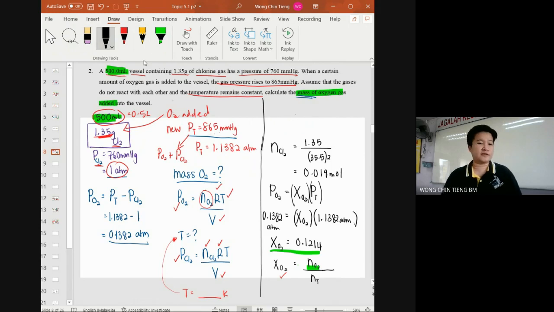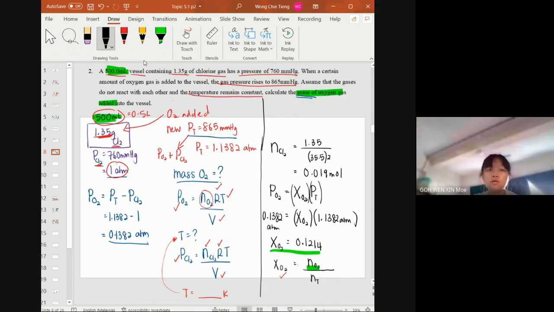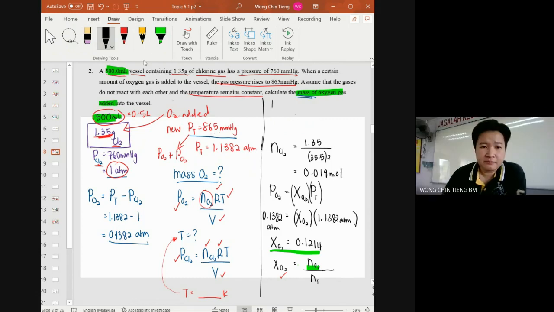So, I need to find the number of mole total. How can I find the number of mole total? Anybody? Use PCl2 equals to XCl2 PT. Use the same formula. Partial pressure Cl2, tak payah guna PV equals to nRT langsung. Mole fraction of Cl2 times the P total. Guna yang ni. Betul, guna yang ni. Partial pressure of Cl2 kita dah ada.